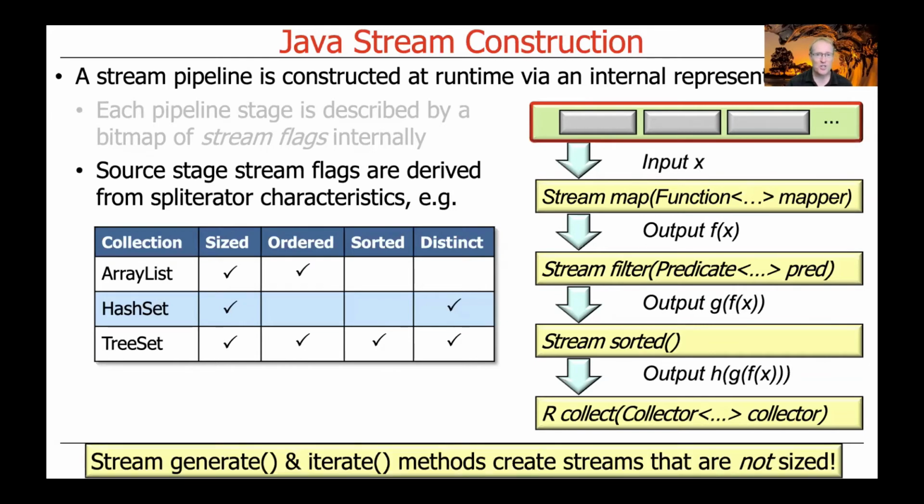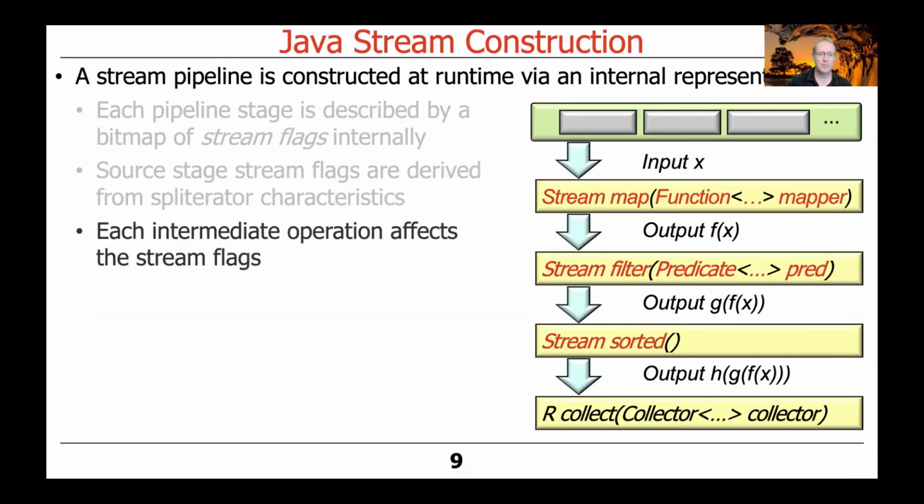As I mentioned before, certain methods on a stream, like generate and iterate, will create streams that are not sized. So we won't know how big. And of course, they also aren't going to be sorted. They may or may not be distinct, right? So these other properties would not be set for those sources of a stream.